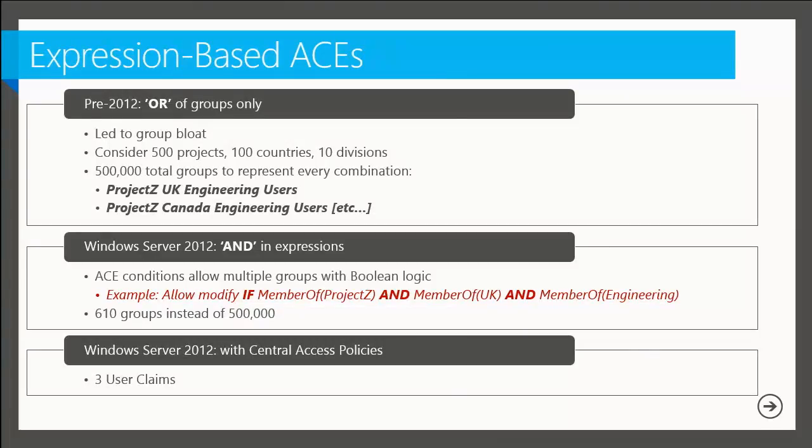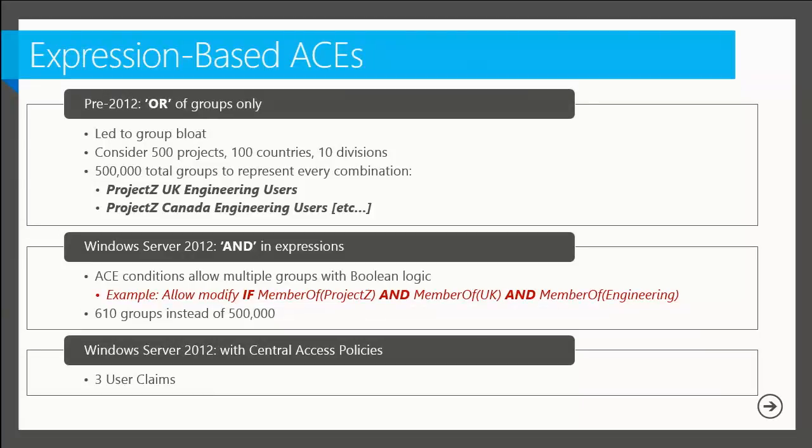By doing ands, we can easily simply go in and say, you have access to a share if you are a member of a project and you are a member of the group of people from the country group that is supposed to have access to this, and you are a member of this division. So suddenly the number of groups that you need is a much, much smaller number. In this case, if you do the math, it comes up to 610 groups. You need 500 groups for projects, 100 groups for countries, and 10 groups for divisions, which is a drastically simpler thing. But if we start talking about user claims, it gets even easier.